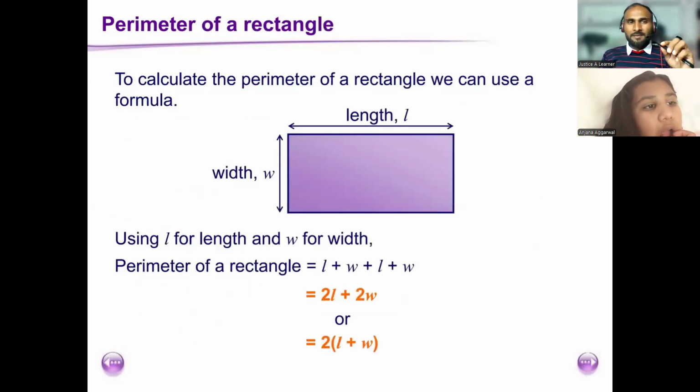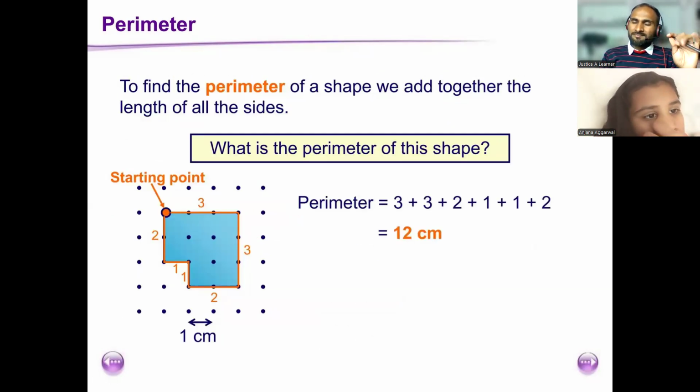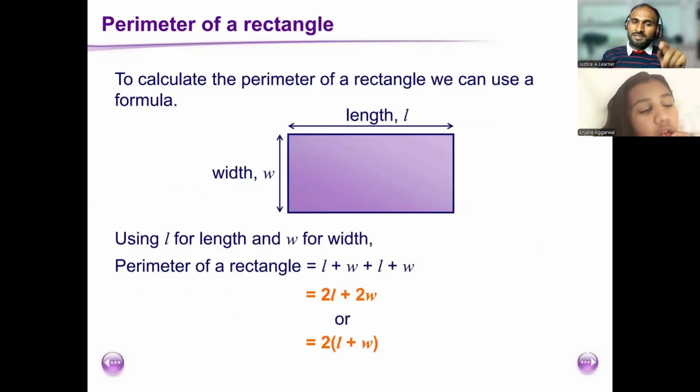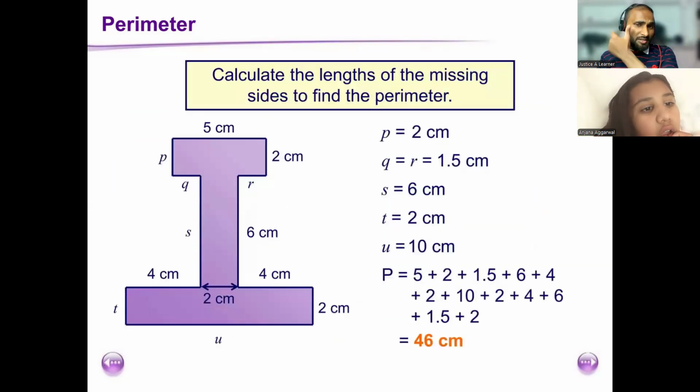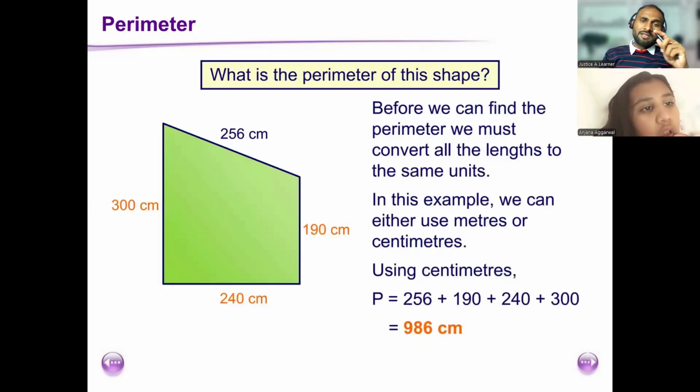Nice. The perimeter of a rectangle would be equal to what? L plus W, and then times it by two. Multiplied by two, right? So two, and in the bracket L plus W. Okay, great. So you told me the perimeter correctly in that way.